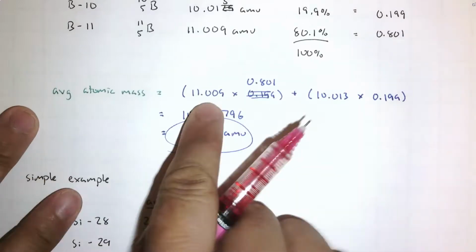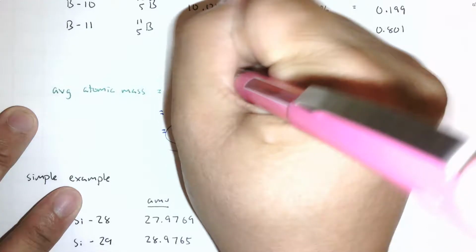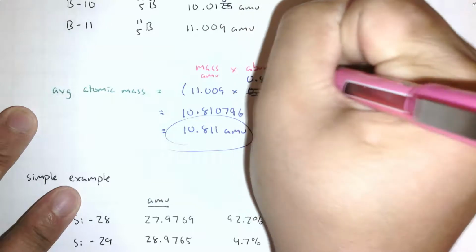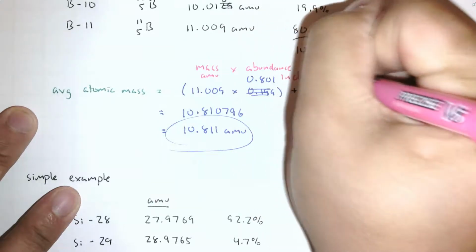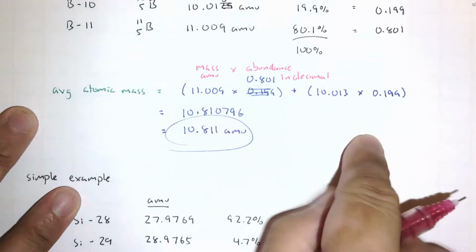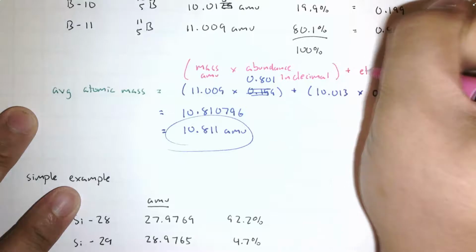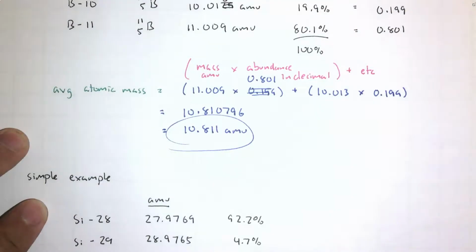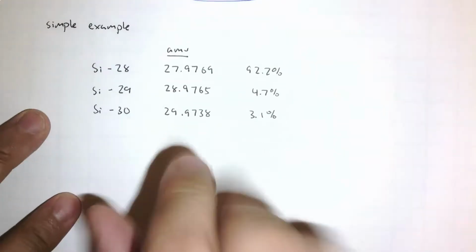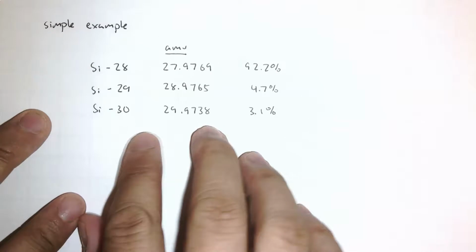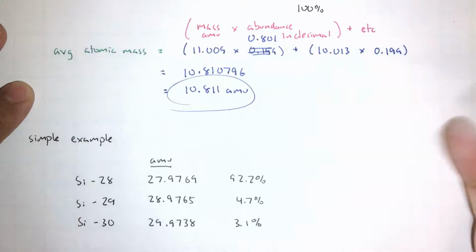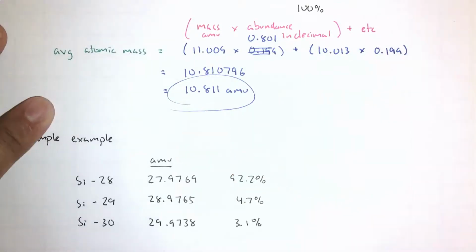formula. Again, this is the mass in AMU times the abundance in decimal form. Okay, and you do that for each isotope, plus etc. Again, not the prettiest description of the formula, but why don't I pause, or you pause here and do this problem the same way that we did this problem for boron, and find the average atomic mass for silicon.